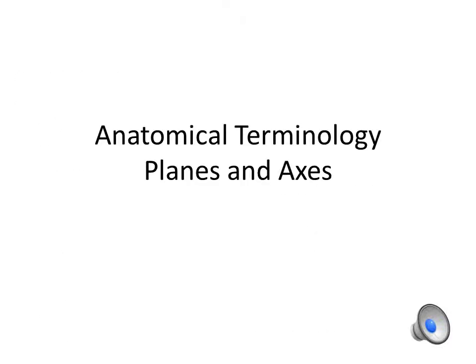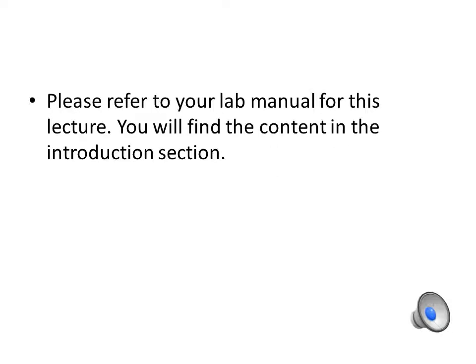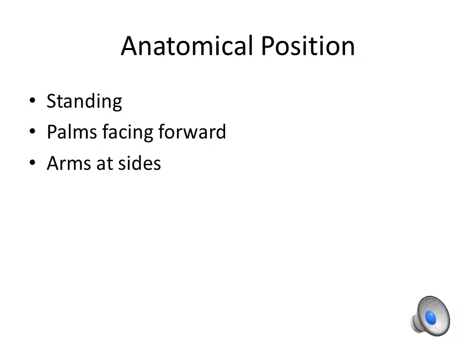Our first topic will be anatomical terminology, planes, and axes. Please refer to your lab manual for this lecture. You will find the content in the introduction section. Anatomical position is the position of the body when it is standing, with the palms facing forward and arms at the side. This position is used when describing one body part in relation to another.